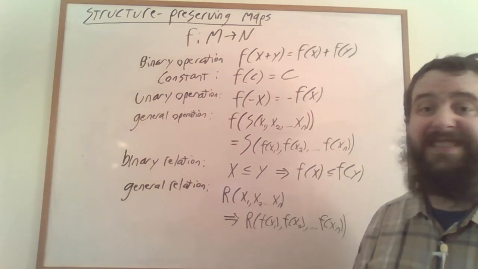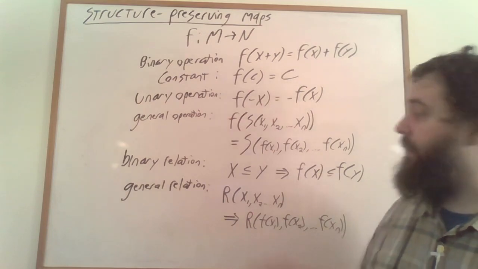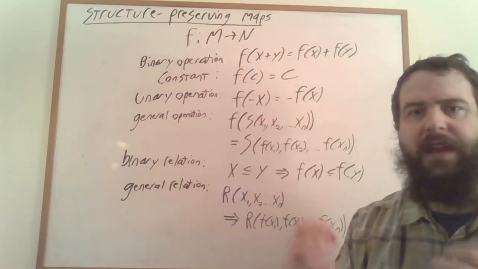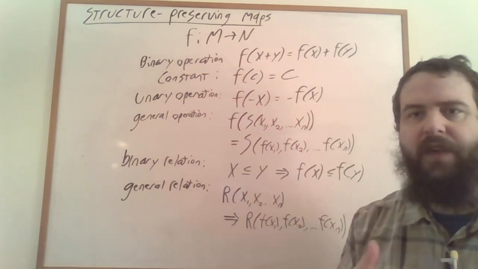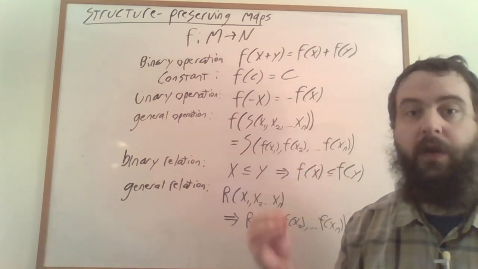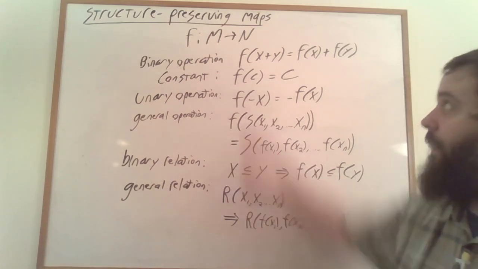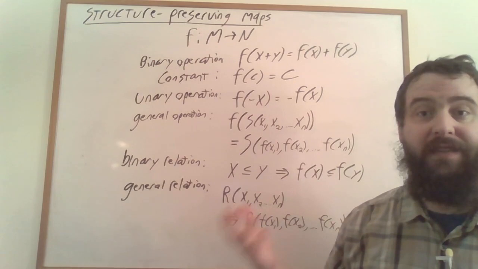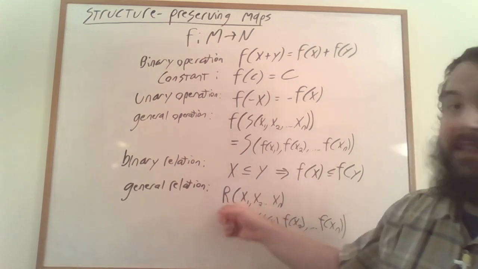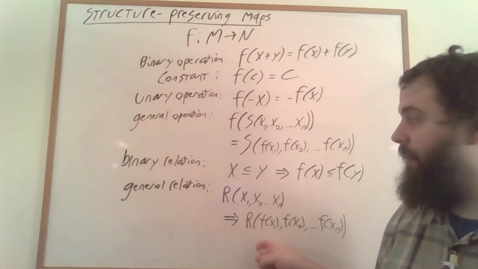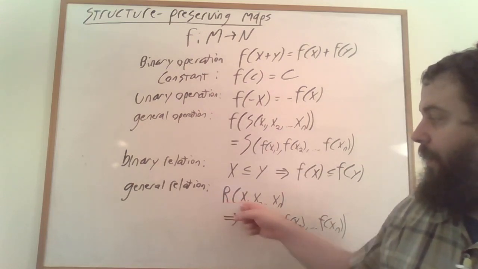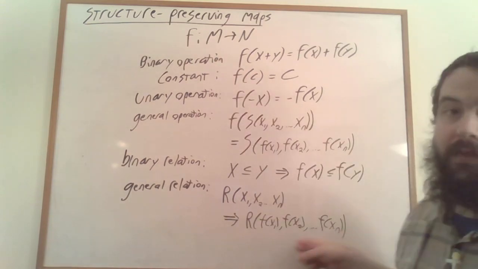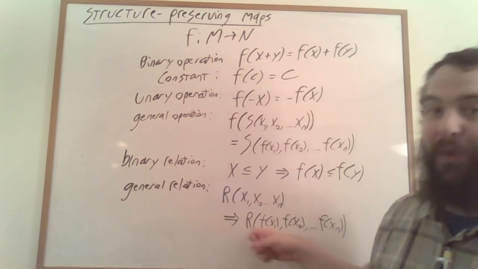If you think about it, this is actually kind of a strange definition, because it may be the case that the notion of R within M is fairly intricate. There's a bunch of tuples that satisfy this relation, and there's a bunch of tuples that don't. And it could be the case that the notion of R in N is always true. Every tuple satisfies that relation. Then this implication is trivially true. Of course it's going to be the case that whenever R holds of some tuple in M, R holds of the image of that tuple in N, because R always holds in N.